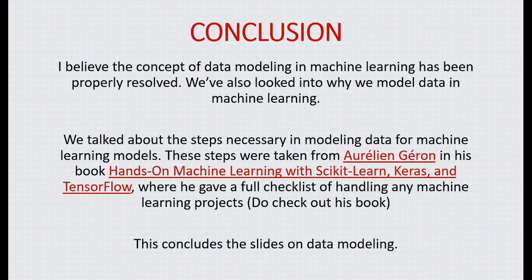What we'll be doing is we'll also look into why we model data. We talked about the steps necessary in modeling data for machine learning, but these steps were actually taken from the book Hands-On Machine Learning with Scikit-Learn, Keras, and TensorFlow, which was written by Aurélien Géron. I really don't know if I got his name right, but most of these steps that we made use of were gotten from that book, and I will actually recommend the book for those that are interested in going deeper. That is aside from the data modeling steps in machine learning.